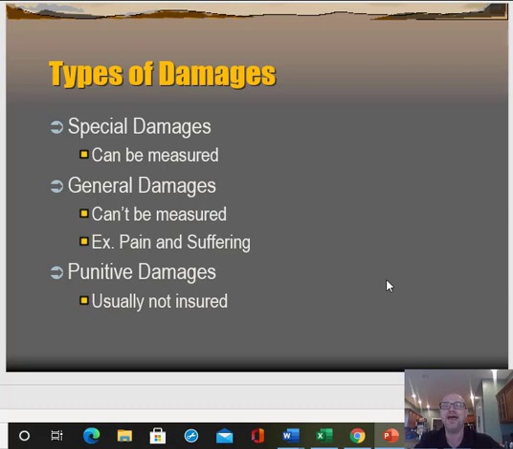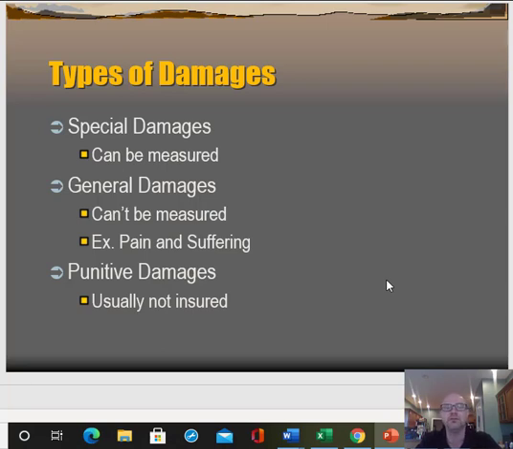If the injuries are bad enough, we might have general damages. And the biggest subcategory of general damages is pain and suffering. So we knock somebody out badly enough that they can't work for a few weeks. They have permanent damage. What's that worth?